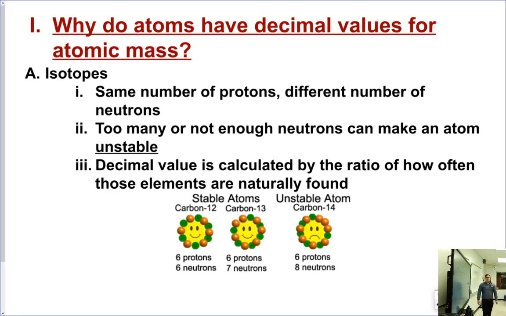Isotopes have the same number of protons. Carbon is always carbon. Right? So if you change protons, you change the element. So carbon will always have 6 protons. Right? But it has a different number of neutrons. If you have too many or not enough, they can become unstable. So you get unstable isotopes, which is where stuff gets radioactive.